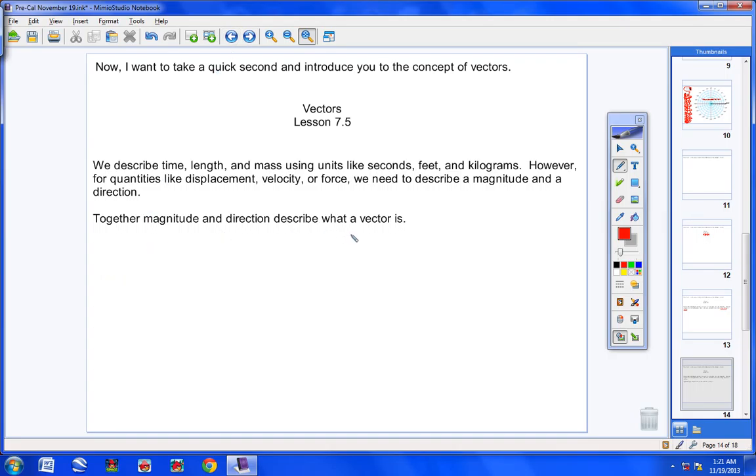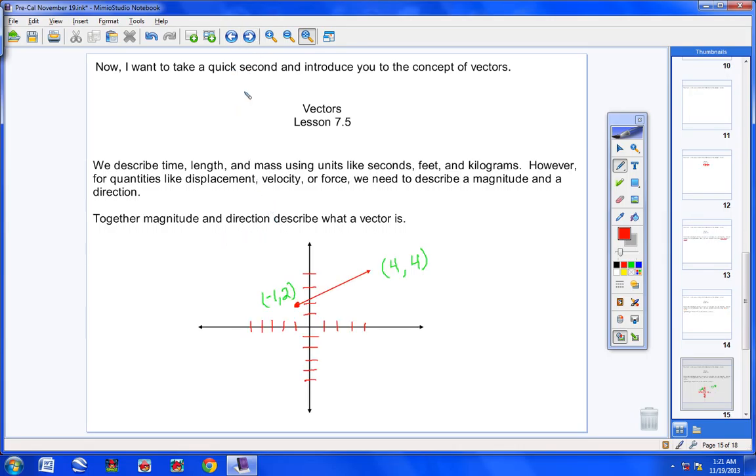That's where a vector comes in. Together, magnitude and direction together describe what a vector is. So a vector is a mathematical principle that we can use that puts together the magnitude and direction of a given force. Okay? Now, I'd like you to go ahead and copy this in your notes if you would. All right?